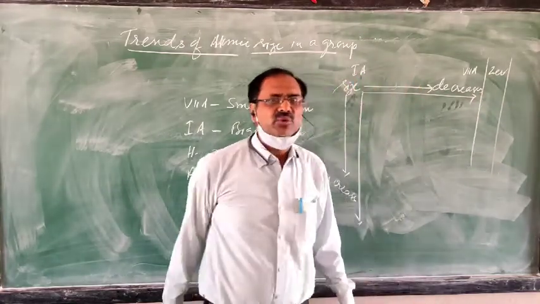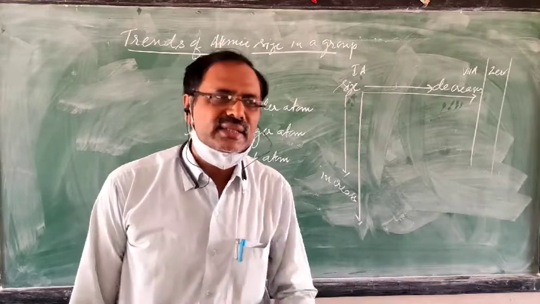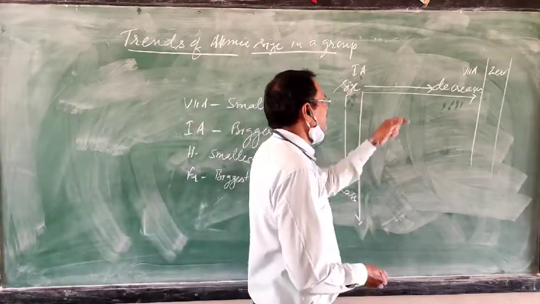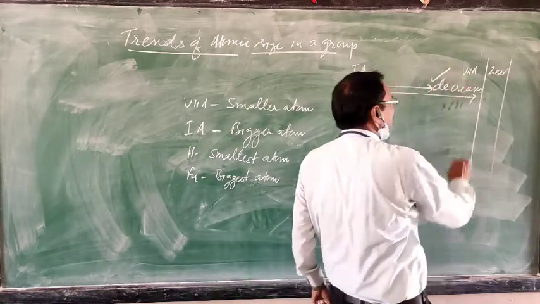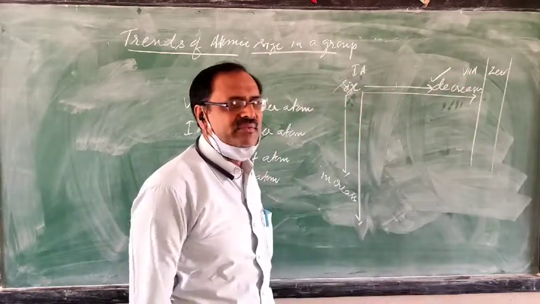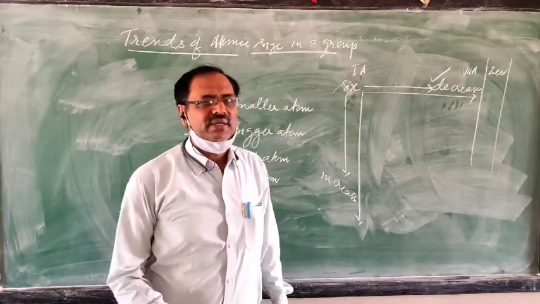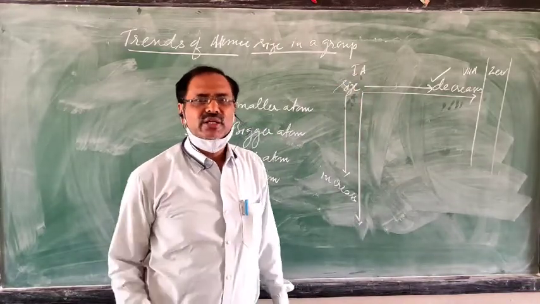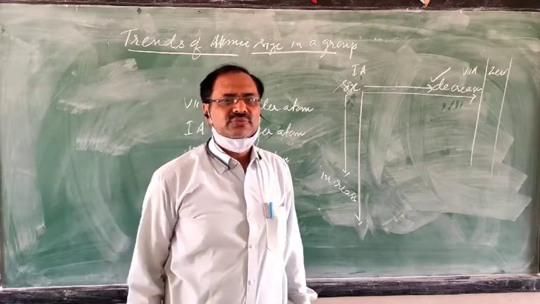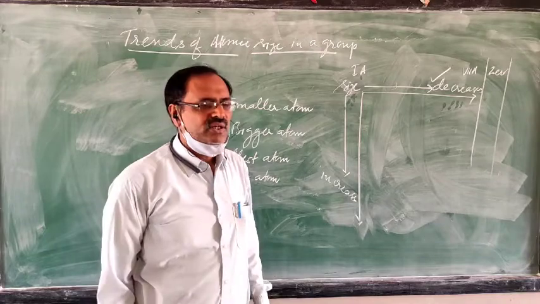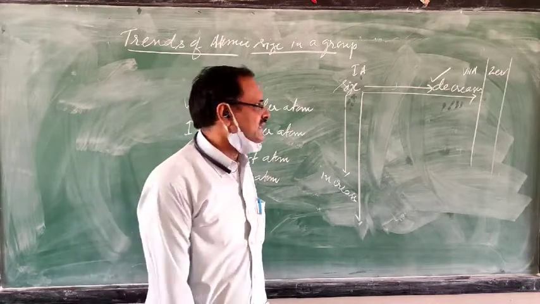If you go through the board paper, they are asking the reason. First they will ask you: when you move in a period from left to right, atomic size decreases, what is the reason? So what you will write: when we move in a period from left to right, number of electron shells remains the same, nuclear charge increases. So the force of attraction on the outer shell electron from the nucleus increases, so atomic size decreases.